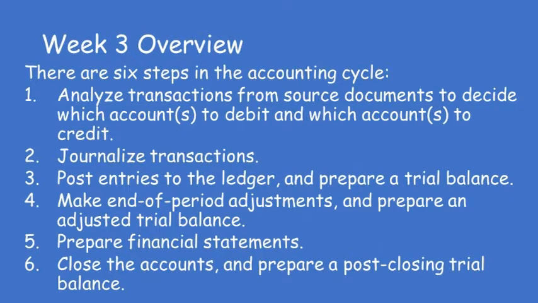First, we analyze transactions from source documents to decide which accounts to debit and which ones to credit. We journalize transactions, we post entries to the ledger, and we prepare a trial balance. And we've been doing that the last couple of chapters. We make end-of-period adjustments, and we prepare an adjusted trial balance. We prepare financial statements. All those things we're familiar with now. Now we add in this last step, closing the accounts and preparing a post-closing trial balance.